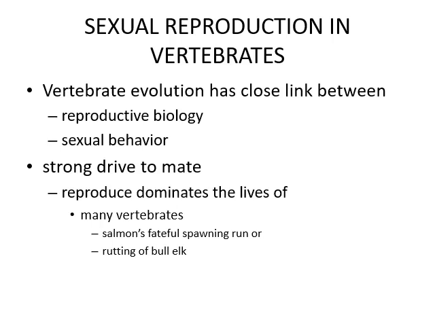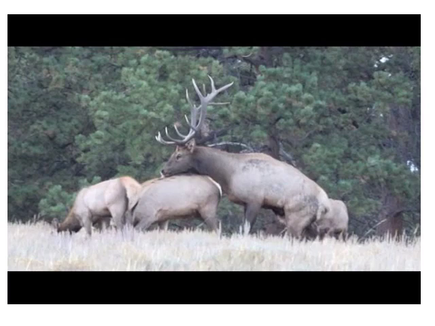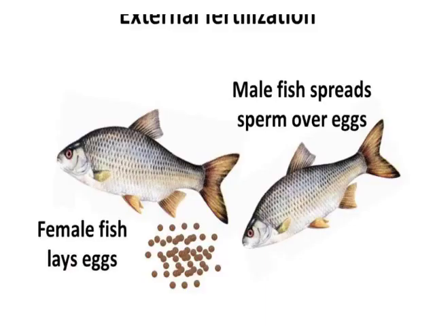Reproduction dominates the lives of many vertebrates. That includes the salmon's fateful spawning run, or the rutting of the bull elk. Here is rutting, so the bull is going toward its female. And here is the spawning of fish. Female fish lay eggs and the male fish spreads its sperm over the eggs. And before this there will be courtship behavior.